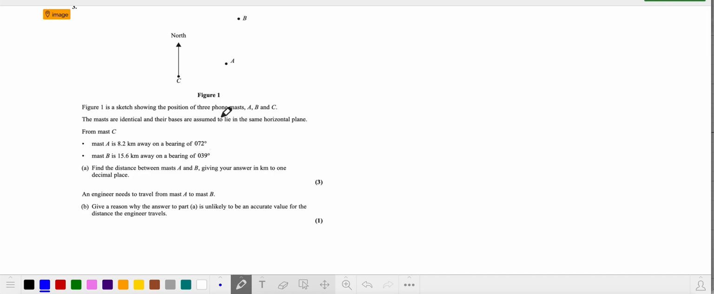Here we are with question 3. We've got bearings. Mast A is 8.2 kilometers away from mast C. Yeah, that's important. So if we draw in that line from C to A, we know that magnitude is 8.2 kilometers. And we know the bearing, measured clockwise from north, is 72 degrees.